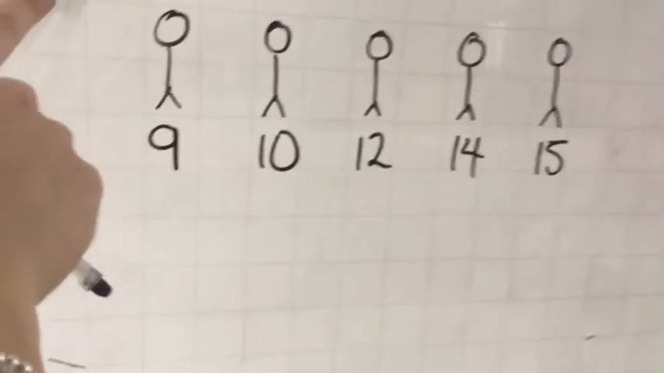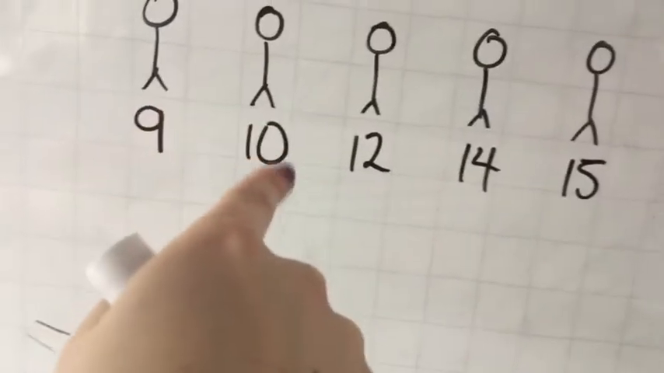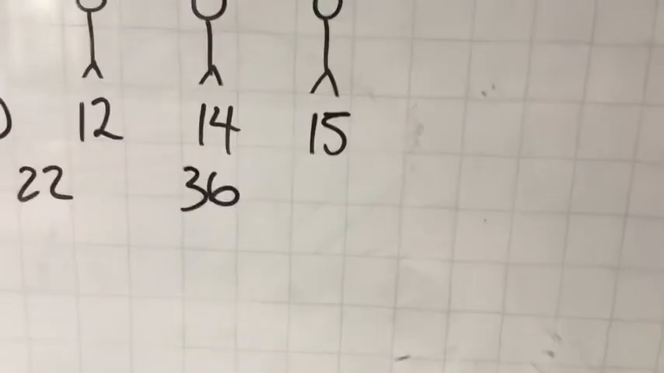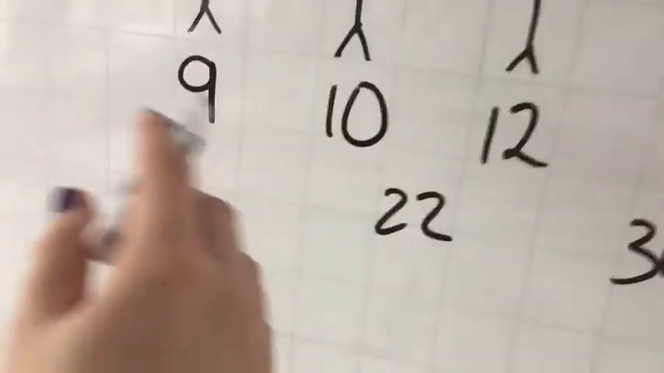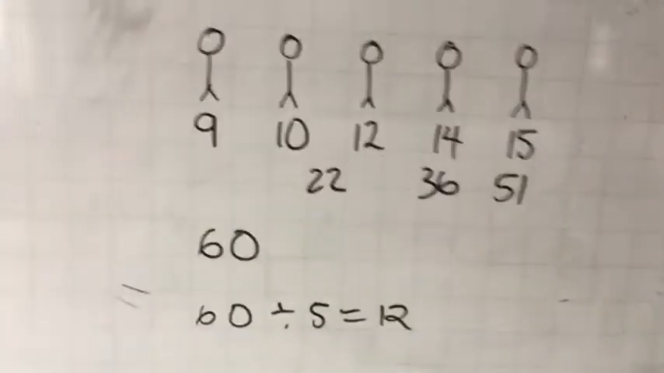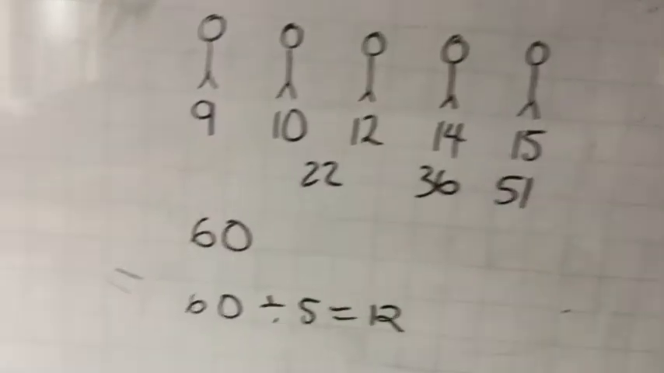So we know 10 add 12 is 22, okay? We know if we add 14, we have 36, okay? And we know if we add 15 to that, we get 51. And then we've got the 9 that we haven't added, so we know we'll get 60. We know that 60 divided by 5 is 12. So yes, we still get an average of 12, okay? So that could be one possibility of the age.